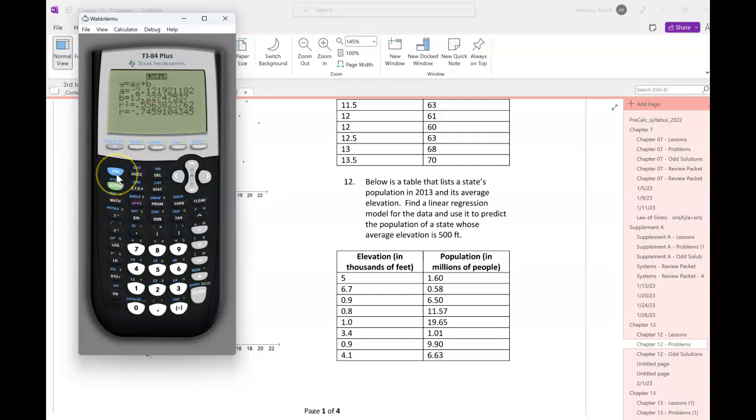Okay, with that. And now if I want to use this model that I've created to predict the population when the elevation is 500 feet, I'm going to plug 500 feet into my function, but I have a units problem because the data that I use for the x coordinate is in thousands of feet. So I need to convert this into thousands of feet. So I'm just going to divide 500 by 1,000.